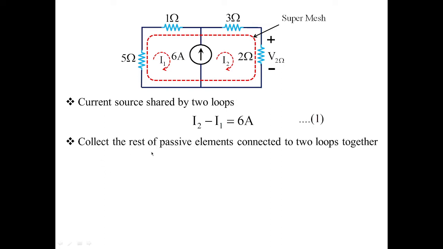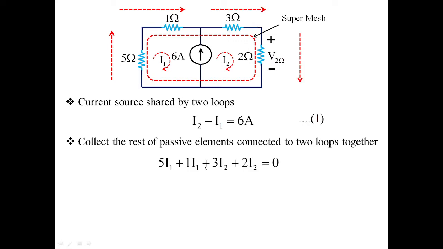That is why we have taken I2 minus I1 is equal to 6 amperes. And now collect the rest of the passive elements connected to the two loops together. You have 5 ohms, then 1 ohm, then 3 and then 2. So we can write 5 I1 plus 1 I1. The first loop parameters are 5 and 1. The second loop parameters are 3 and 2, which are connected to I2. So it becomes 3 I2 plus 2 I2 is equal to 0. This can be taken as 6 I1 plus 5 I2 is equal to 0. So these are the two loop equations we got.